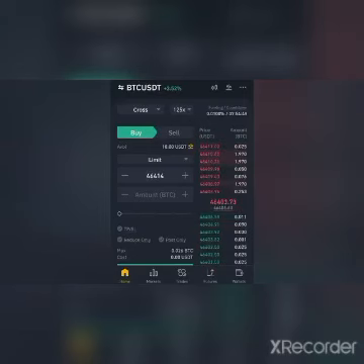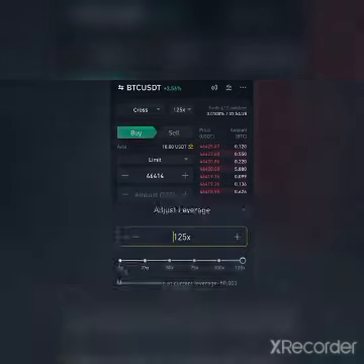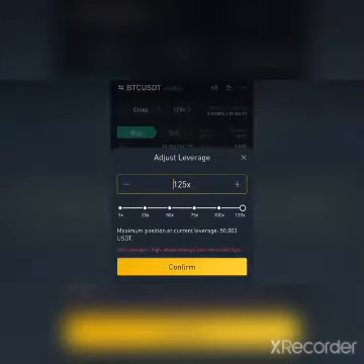You need to know that as you can make profits like this, there is always a risk attached to it. And I'm going to show you later in this video what risk is attached to it and how you can manage that risk. So that is how leverage works. And you need to know there are different types of leverages. If you click on this 125x right there, you will see that you can adjust the leverage you want to use.